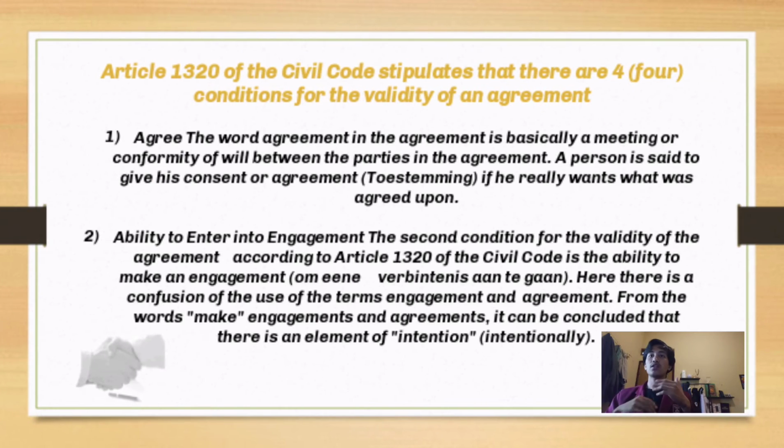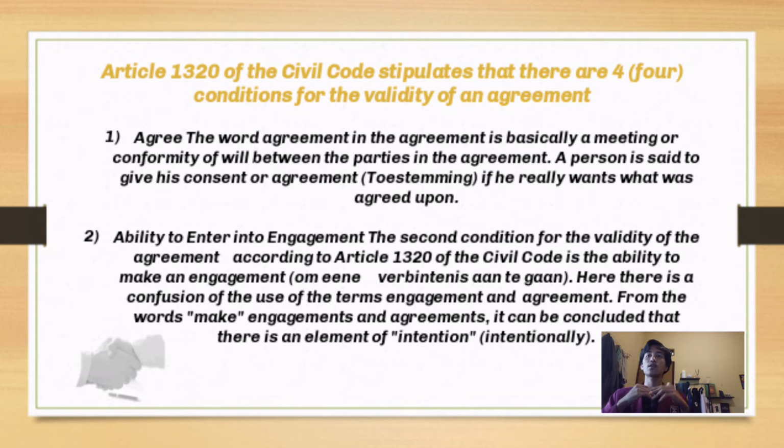Okay, next, Article 1320 of the Civil Code stipulates there are four conditions of the validity of an agreement. Number one, agreement: in the agreement, it is basically a meeting or conformity of will between the parties. A person is deemed to give his consent if he agrees to what was agreed upon. And number two, ability to enter into an agreement.